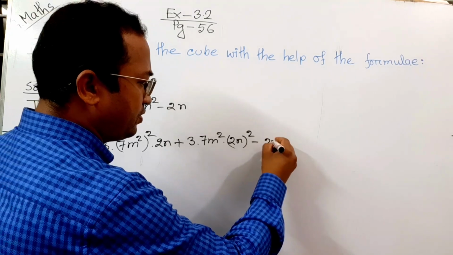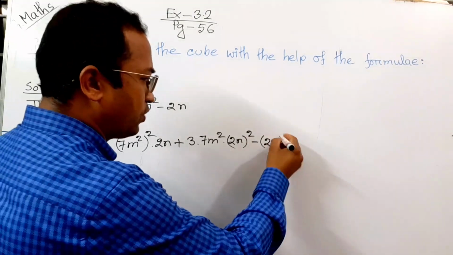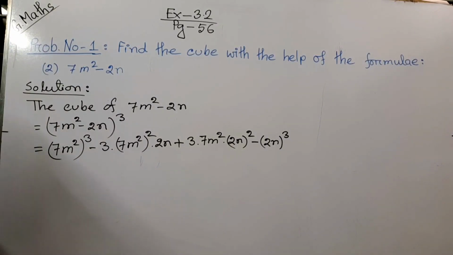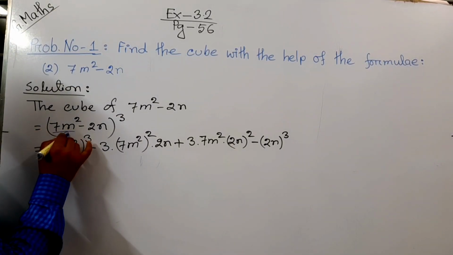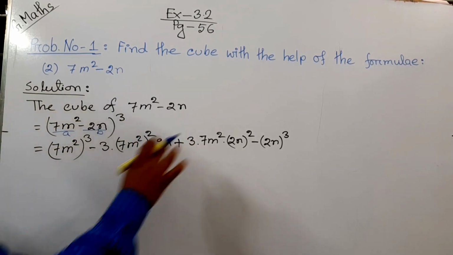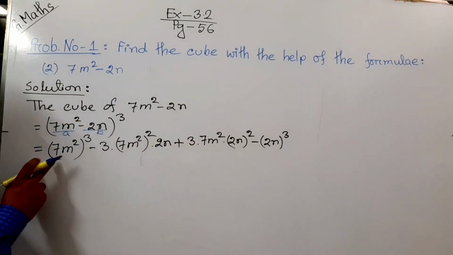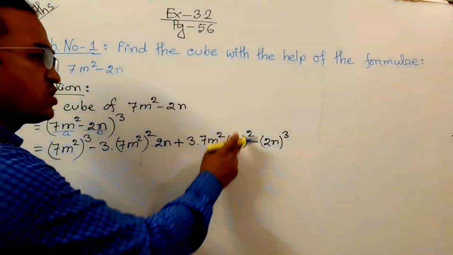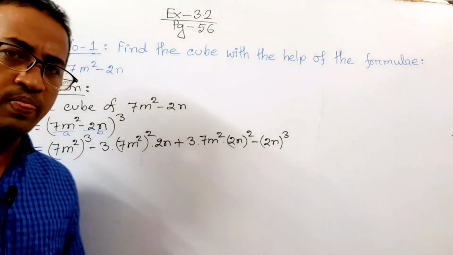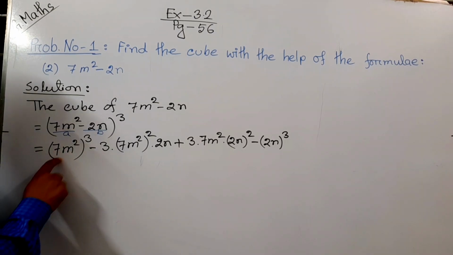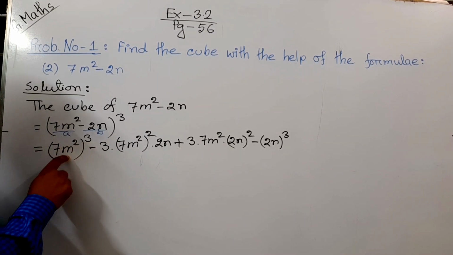minus b cube. Look here, I consider this one as a and this one as b. So a minus b whole cube, and the formula of a minus b whole cube is a cube minus 3a square b plus 3a b square minus b cube. Now 7m square whole cube, there is 7 whole cube and into m square whole cube.